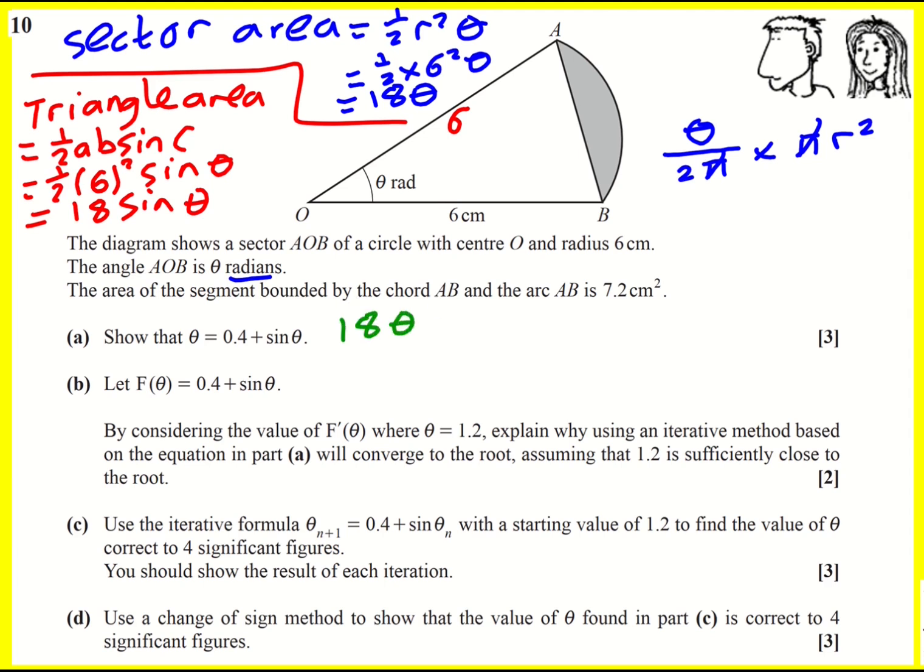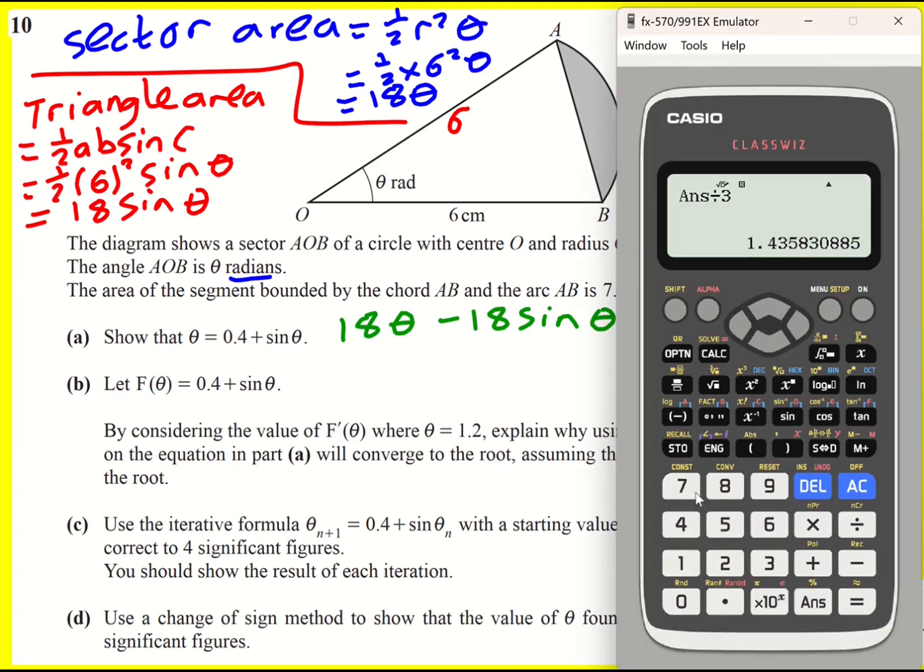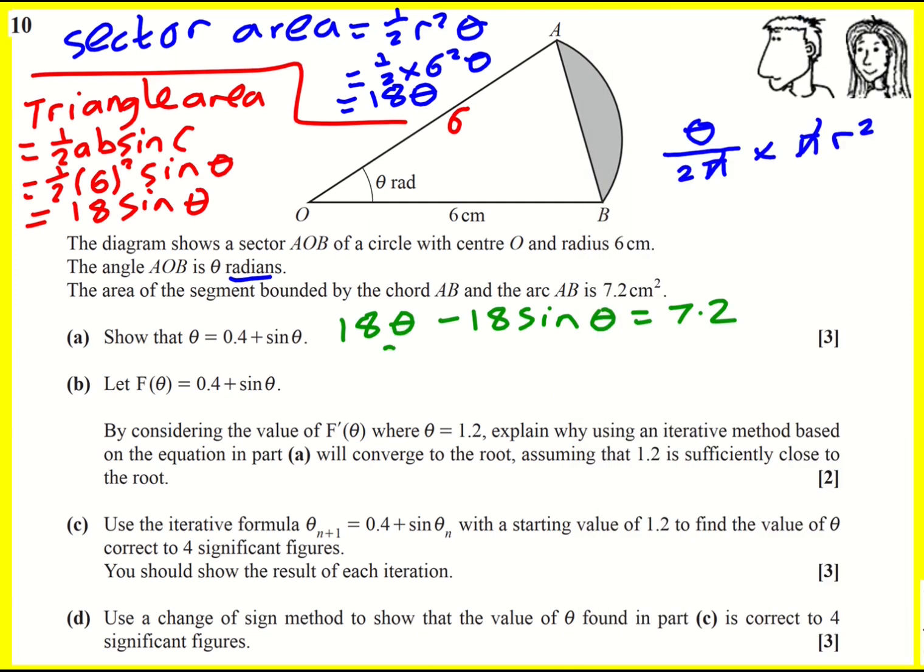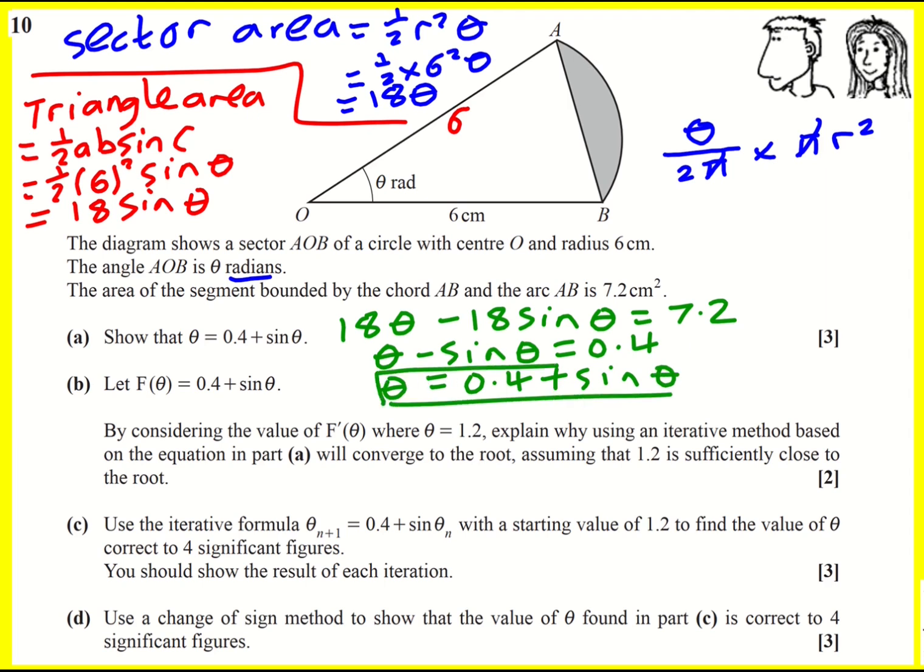18 theta minus 18 sine theta is equal to this 7.2. And I'm going to divide through by 18 now, which gives us 0.4. So theta equals 0.4 plus sine theta as required. Okay, quite a few steps to do, but hopefully you're happy with that.